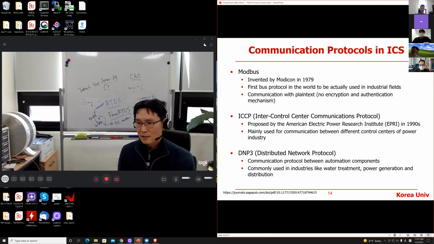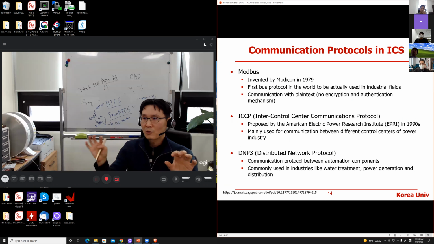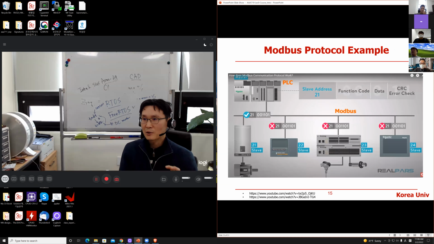Okay, thanks. In ICS, they use domain-specific protocols for communication between two or more entities, like communication between PLCs, or between a PLC and a SCADA system. One example: this is the master PLC, and there are four slaves, the first with address 21, the second with address 22, then 23 and 24. When the master PLC wants to send or receive some data from a slave, it uses this packet format.